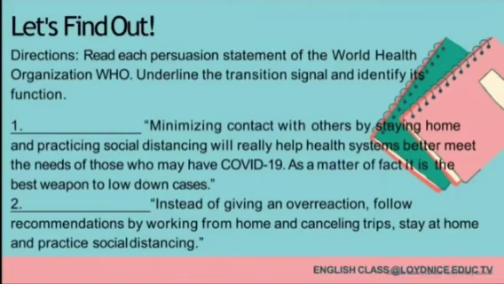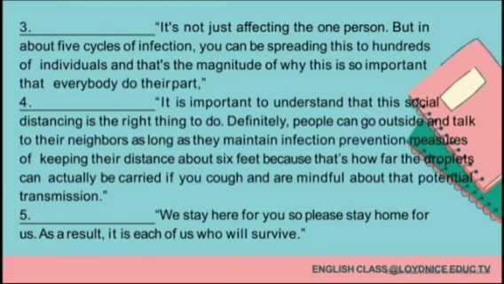2. Instead of giving an overreaction, follow recommendations by working from home and canceling trips, stay at home and practice social distancing. 3. It's not just affecting the one person, but in about 5 cycles of infection, you can be spreading this to hundreds of individuals, and that's the magnitude of why this is so important that everybody do their part.